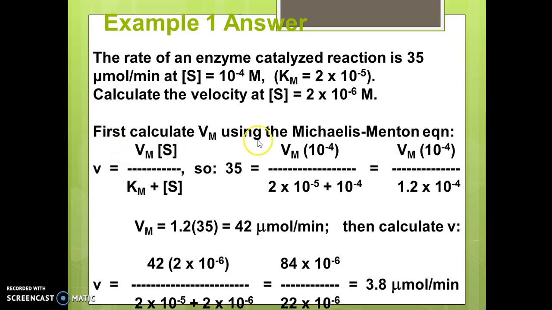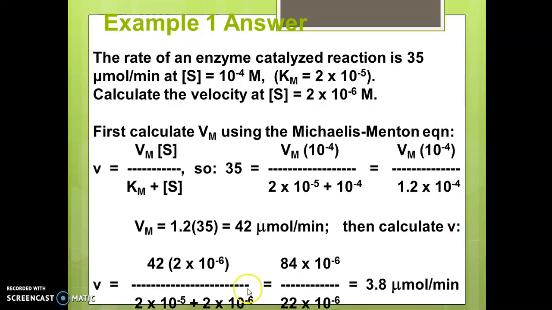First, calculating Vm using the Michaelis-Menten equation. V is equal to Vm into substrate concentration divided by Km plus substrate concentration. The rate of the enzyme catalyzed reaction is 35, so we can put 35 in the place of V. So 35 is equal to Vm into 10 to the power minus 4 divided by 2 into 10 to the power minus 5 plus 10 to the power minus 4, which is equal to Vm into 10 to the power minus 4 by 1.2 into 10 to the power minus 4. Vm is equal to 1.2 into 35, that is equal to 42 micromole per minute.